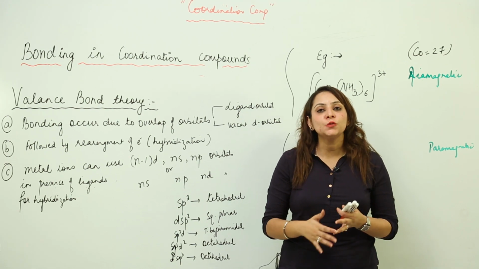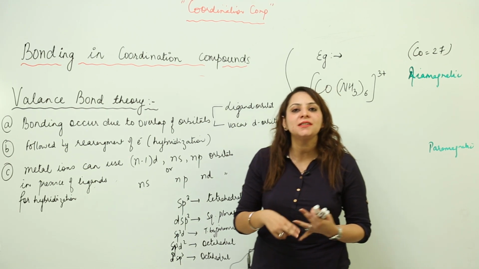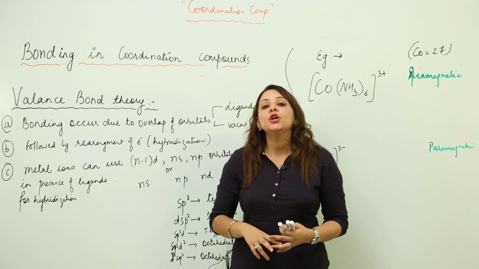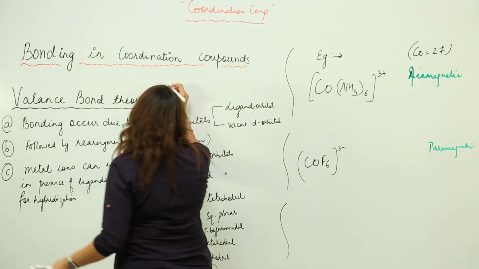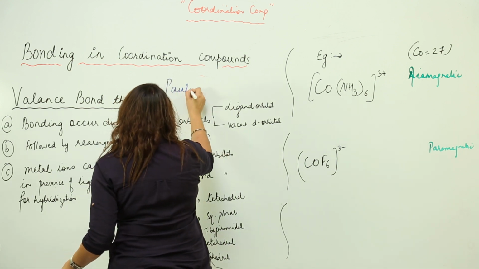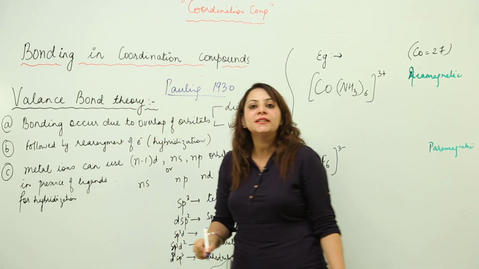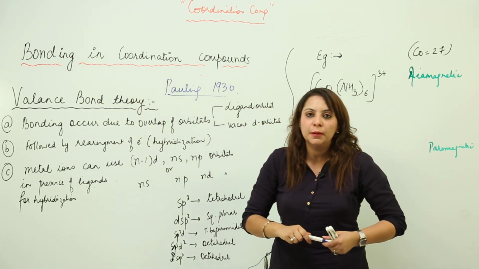Now we are going to start with the second theory, that is VBT. What does it stand for? It is valence bond theory. This theory was given by L. Pauling in 1930. Now let's see what this theory says about the bonding in the coordination compounds.